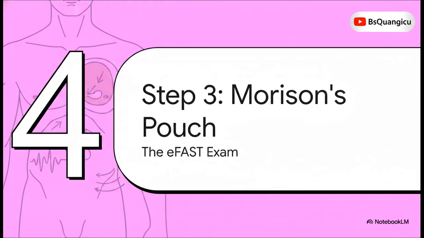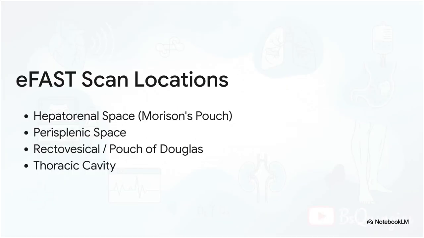Step 3. Morison's pouch. So while the M technically stands for Morison's pouch, this step is effectively asking you to do a rapid eFAST scan. We're hunting for a hidden leak that's causing hemorrhagic shock.